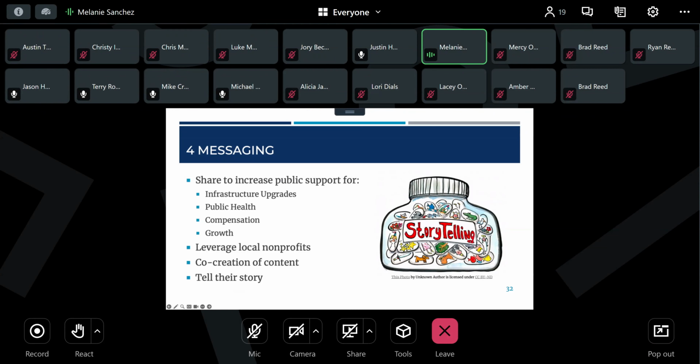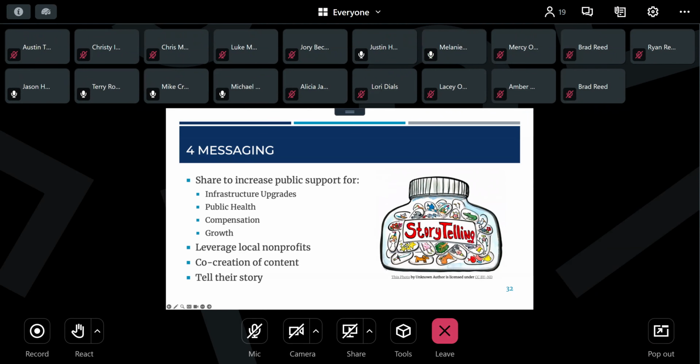Again, we know that messaging is typically one of those things that systems don't like to do. But again, it's really great at increasing public support and does tie into recruitment a lot. So, infrastructure upgrades. If you start by emphasizing the importance of infrastructure upgrades to the public, you can explain how modernizing essential systems can lead to improved services, better quality of life, and a stronger economy for your community.